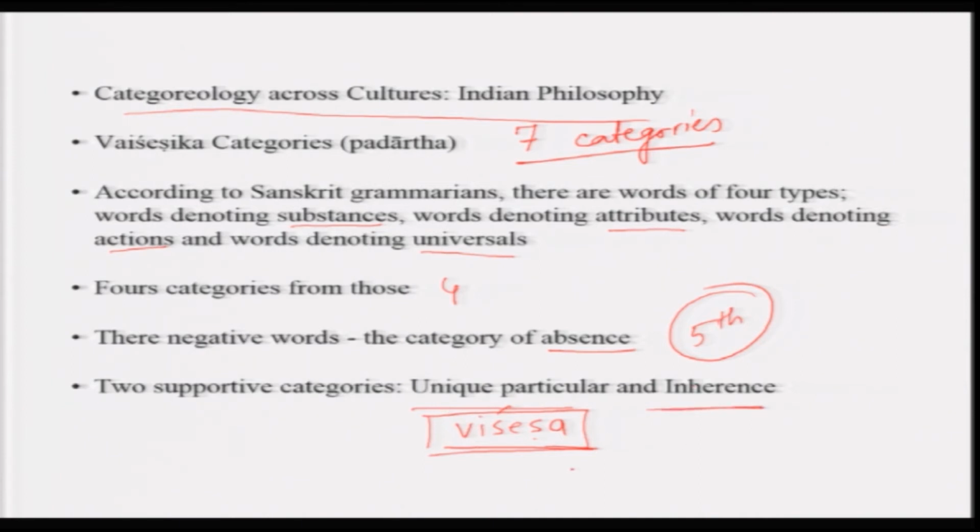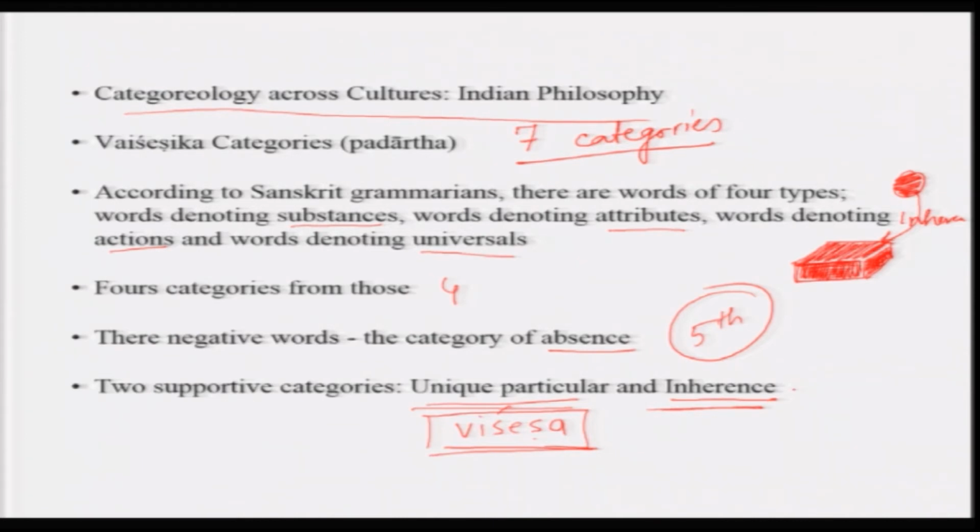And then inherence. So, you have a substance, for example, say a box, and you have an attribute, say its color, suppose it's a red box. Now the point is, how does the red color get related to this box? For this they have to invent a different category which they call inherence. So the red color resides in the box through inherence. So you can see that these two, the unique particular and the inherence, are kind of supportive categories.